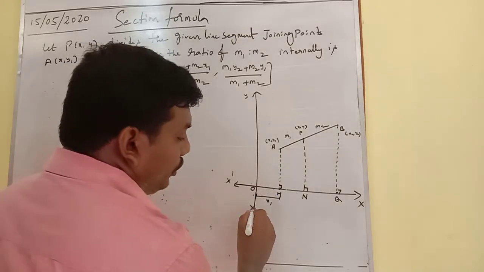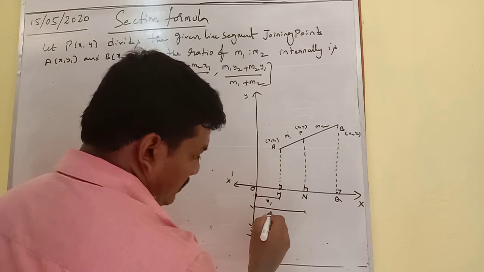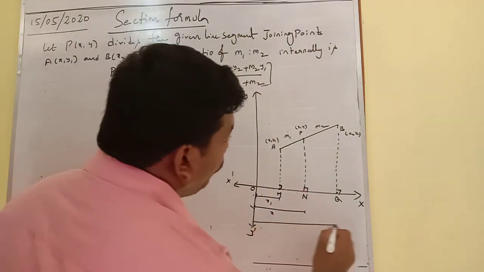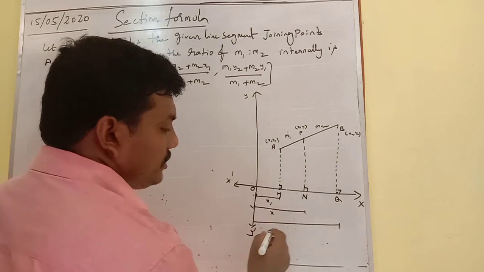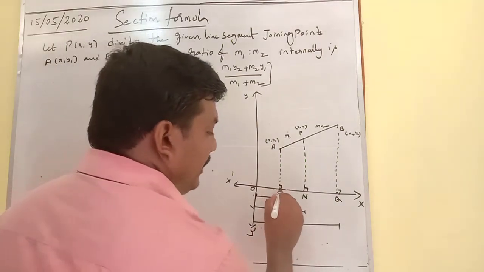Next, what is the ON distance? ON distance is x. Then what about the OQ distance? OQ distance is x2.